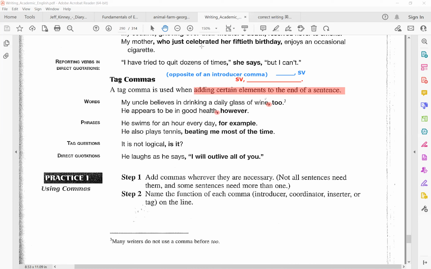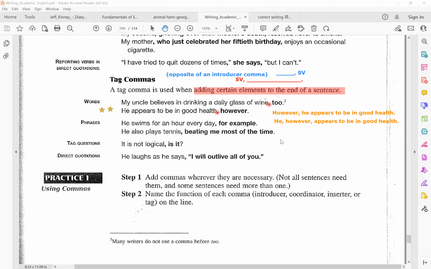I want to put a star sign next to however. Do you see how tricky this conjunctive adverb is? It's very fickle. It can be in three different places. We can put this at the beginning, like, however, he appears to be in good health, right? In this case, you would need an introducer comma. You can put it in between the sentence: he, however, appears to be in good health. And in that case, you would need two inserter commas. And of course, you can also put it at the end, in which case you would need a tag comma.